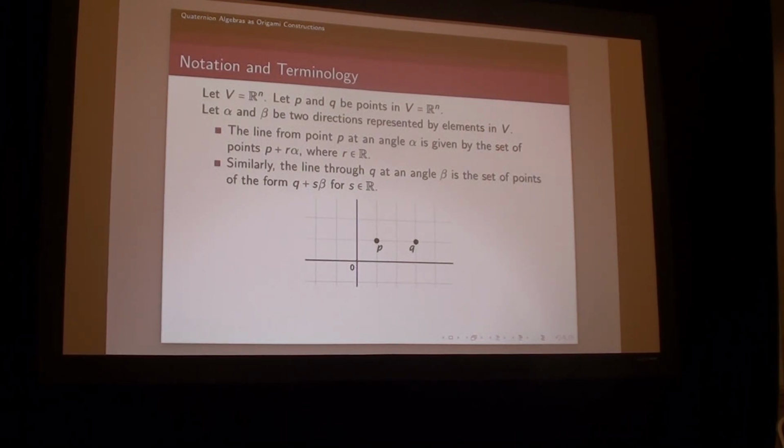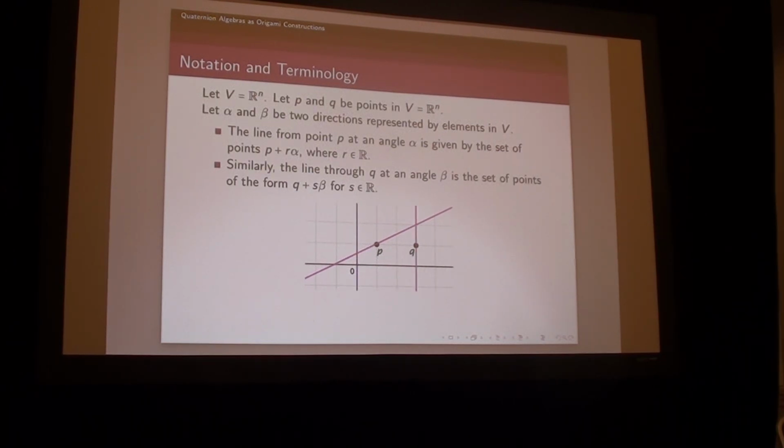So there are our points P and Q. Alpha is going to be that direction, so we draw a line through P, and same with Q. And then there's our intersection right there. The notation we use is this double bracket notation for the intersection of the lines through point P and point Q at angles alpha and beta. So this whole game is just a bunch of drawing lines and recording their points of intersection.